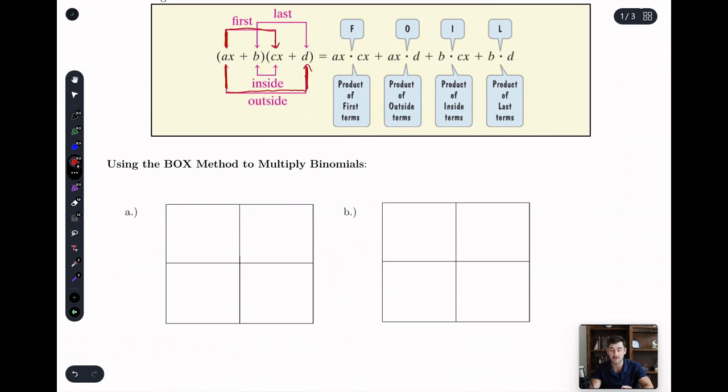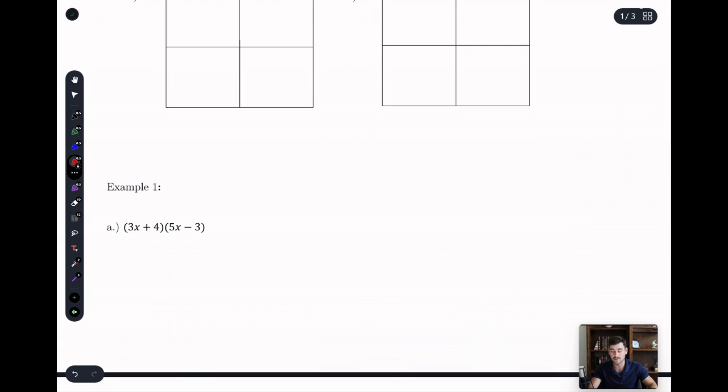So let's skip the box for right now, hop down to example 1, and just FOIL this thing. So what's the F stand for? The F stands for first. You don't have to write this every time, but I'm going to anyways. And I'll do it in different colors. So watch this. We'll do first: the first terms, or the leading terms of each binomial. So what are the first terms? It'd be 3x times 5x.